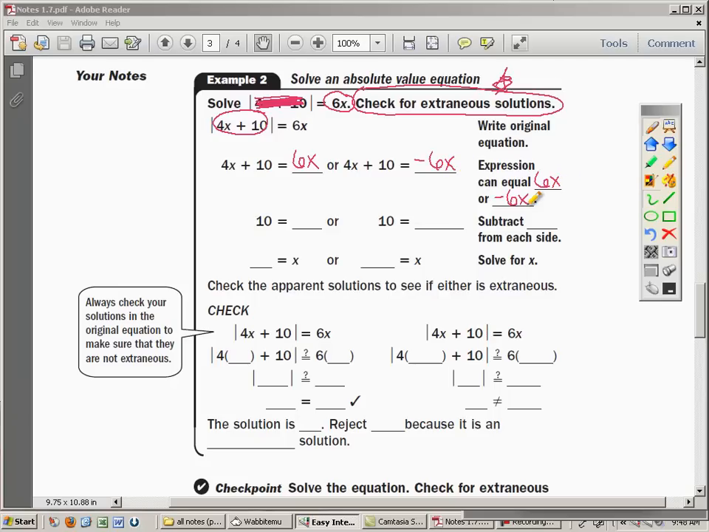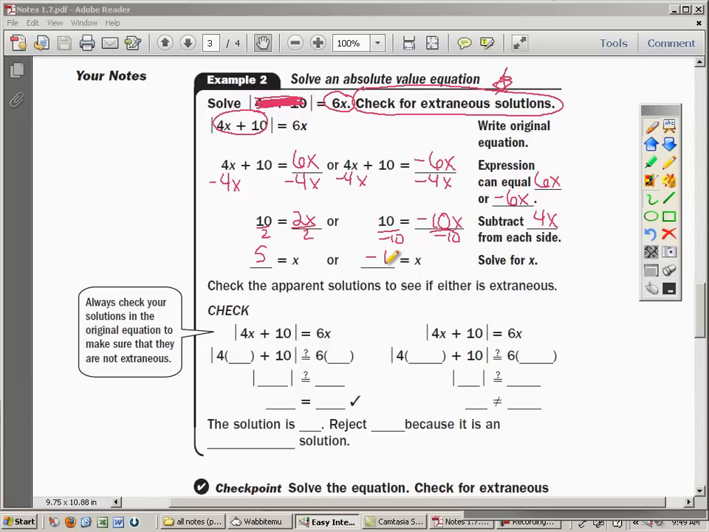So to solve both of these, you're going to be subtracting 10 from each side. Oops, let's rewind that. I'm not going to be subtracting 10. We're going to be subtracting 4x from both sides because we want to get all of our x's on one side. And so this becomes negative 10x, and this becomes 2x. We're going to solve for x. So in this case, we divide by 2, and so it says 5 equals x. Divide by negative 10, and so this is negative 1.